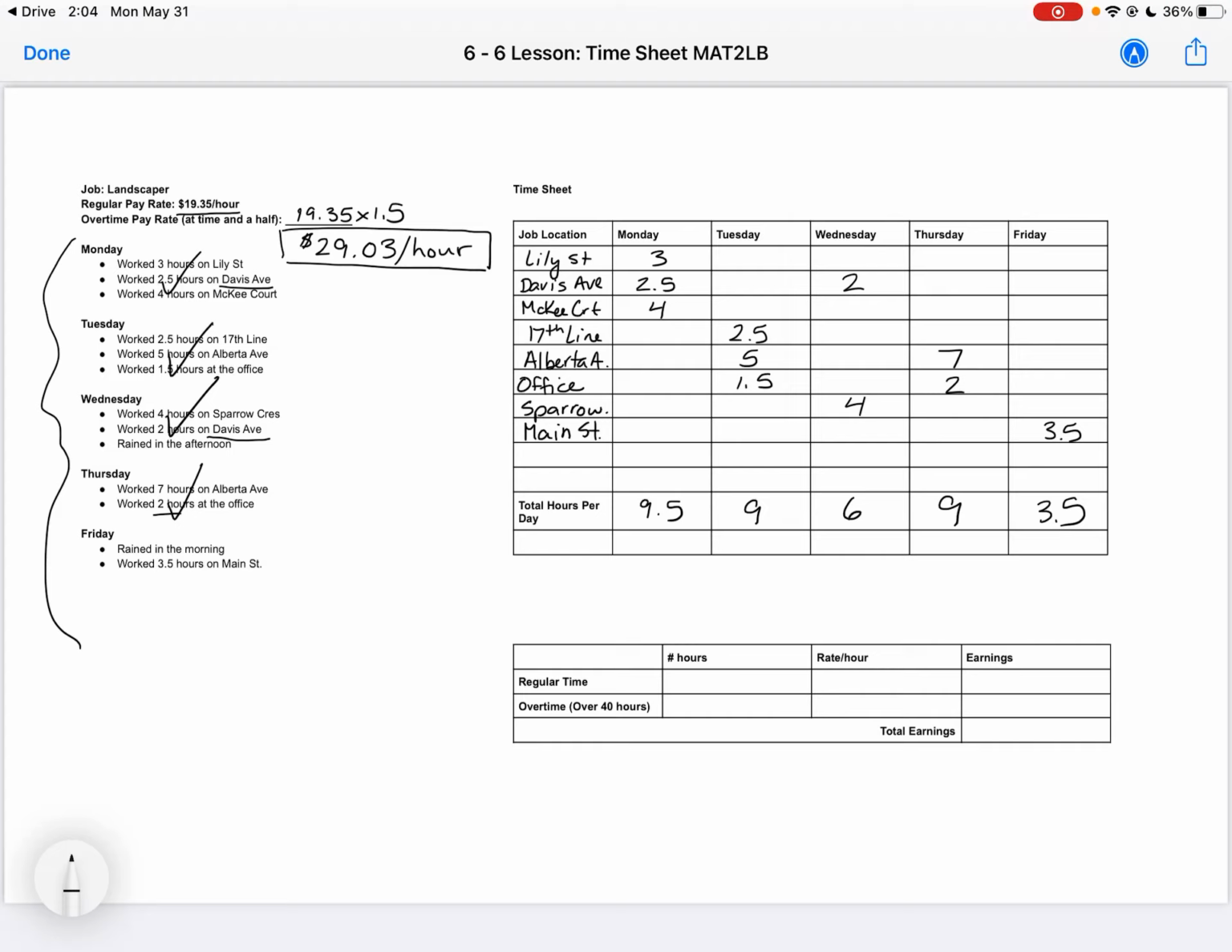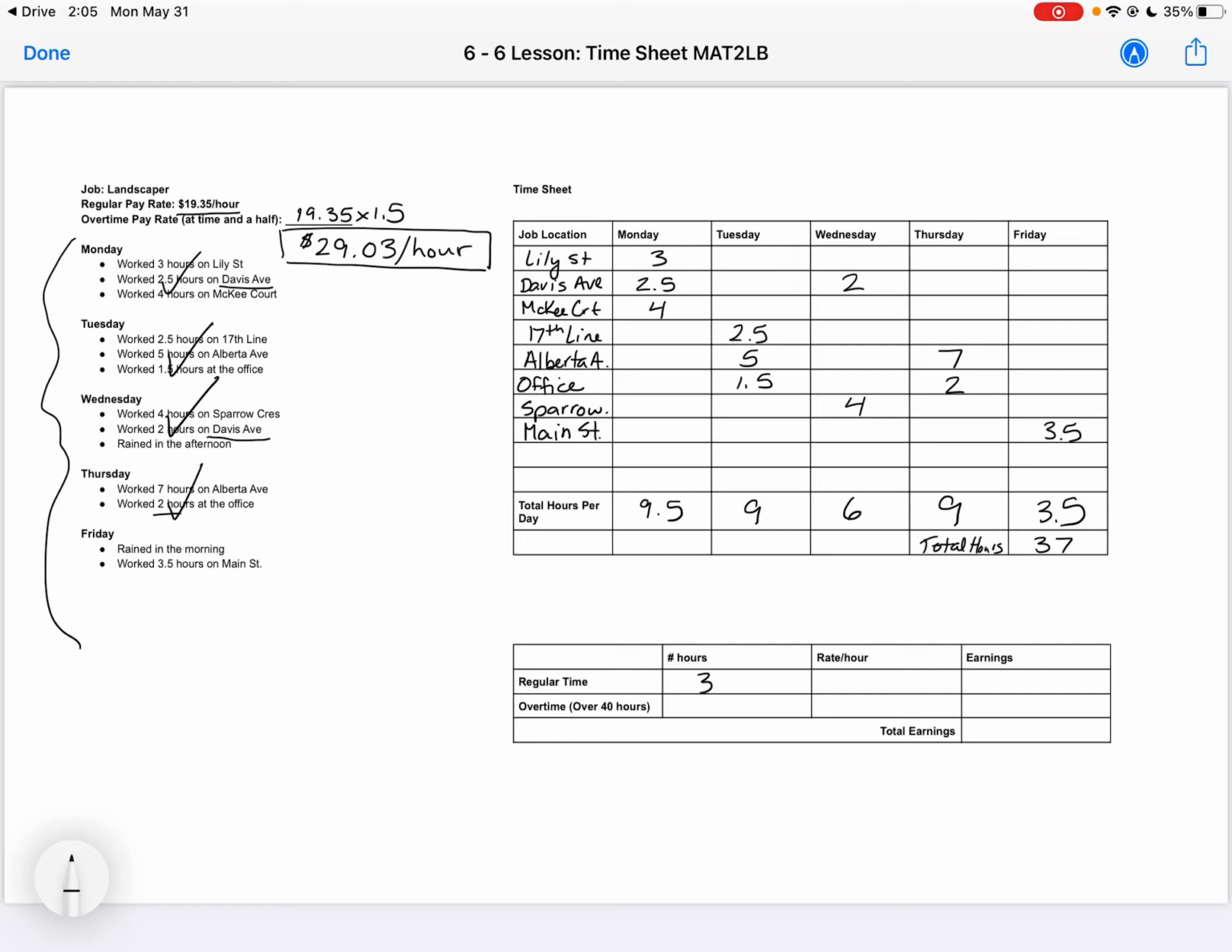Okay, so I filled in under each day the job site and the number of hours that I worked at the job site. And then I added up each column to get my total number of hours per day. So now let's find my total hours. I'm just going to add those all up. So 9.5 plus 9 plus 6 plus 9 plus 3.5. So a total of 37 hours.